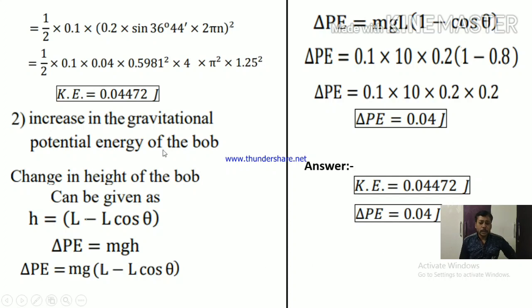So note down here, this example is related to the conical pendulum. Two formulas we used here. First we use omega square, then kinetic energy. For potential energy, again two formulas are used here. One is for h, that is the height of the bob can be changed, and the second one is change in potential energy.